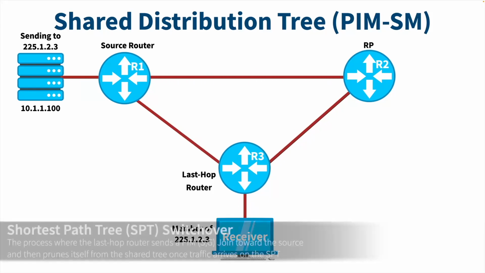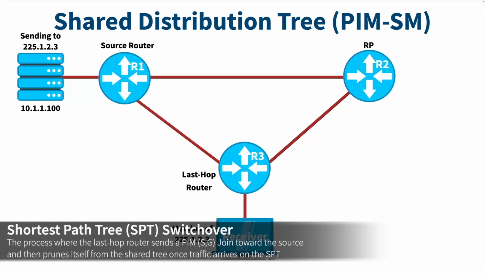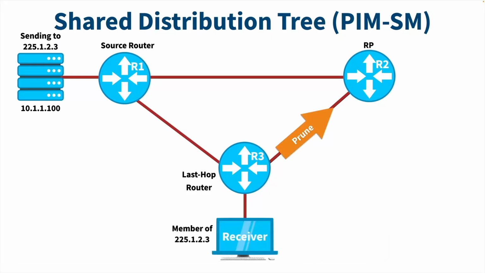The not so good news is R1 is continuing to send traffic to R2, which then forwards traffic down to R3, which forwards traffic out to the receiver. So we end up with duplicate packets coming into R3 and potentially going out to the receiver. And when R3 sees that, it's going to send a prune message to R2 saying, thanks for initially getting me this traffic, but I no longer need it from you. And that's going to stop that duplicate traffic flowing from R2.